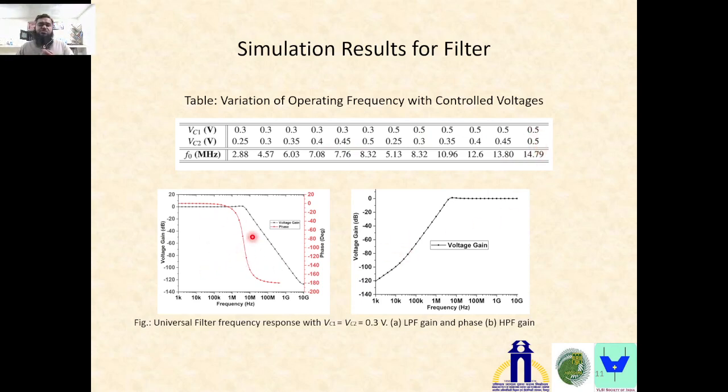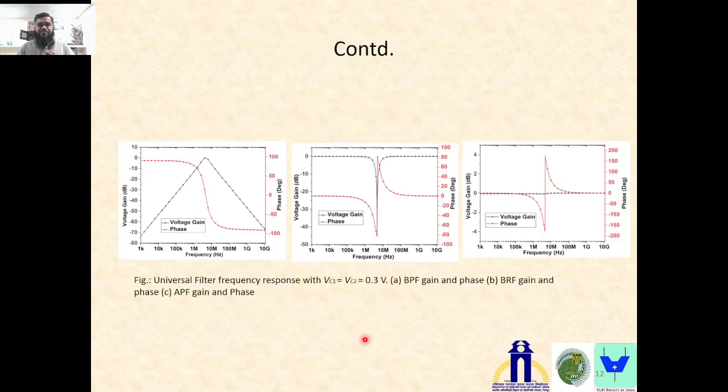These are the responses of the low pass filter, gain and phase, and this is the voltage gain for the high pass filter at 0.3 volts of VC1 and VC2. Similarly, at the same value, here are the gain and phase plots of the band pass filter, band reject filter, and all pass response.